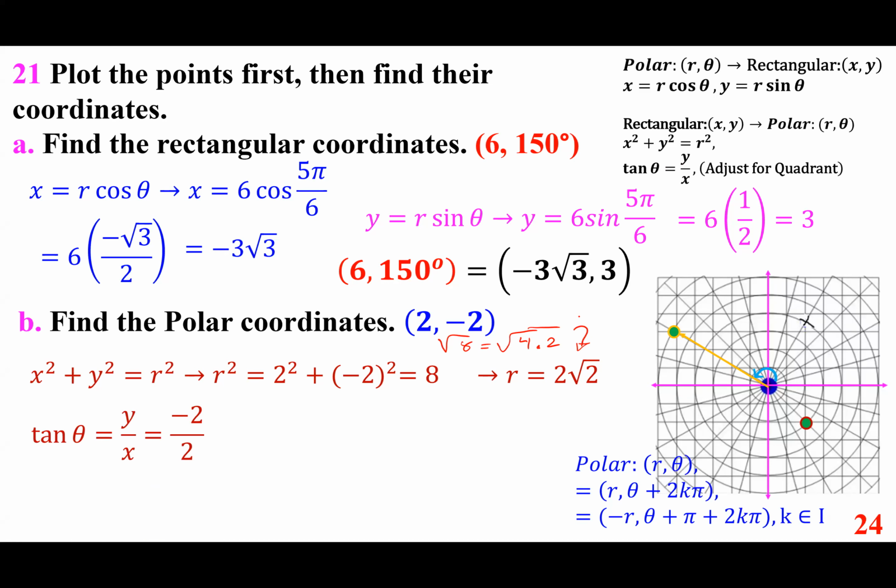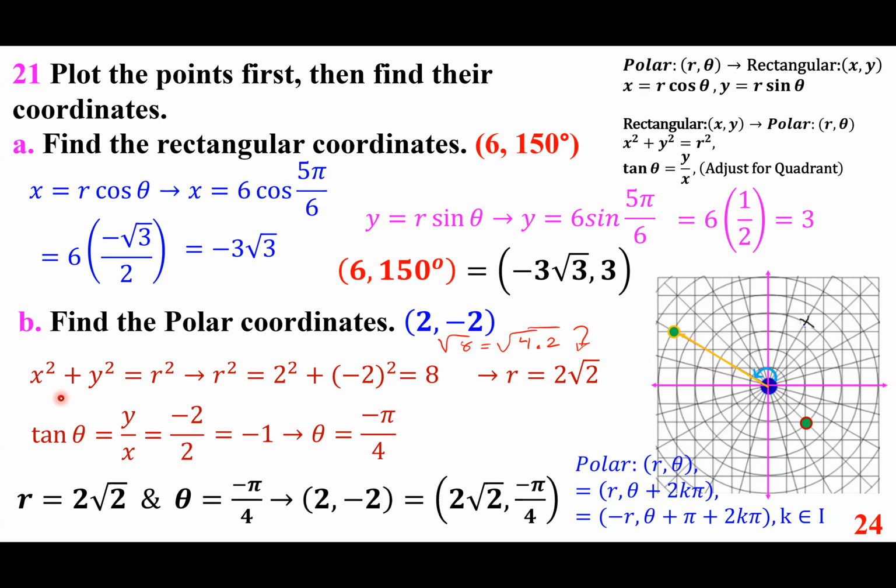Tan theta is y over x, which is negative 2 over 2, and it makes a negative 1. Theta is minus pi over 4. And if we want it positive, we add 2 pi to minus pi over 4, and it becomes 7 pi over 4. It's the same thing. Makes no difference, everybody.